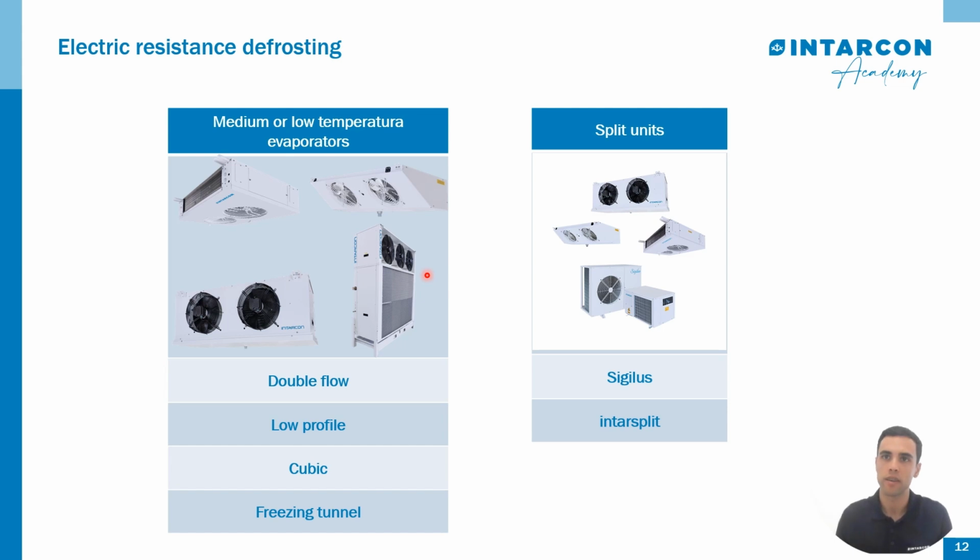The use of electrical resistor is widely spread, being a simple solution to implement and control. It is used, for example, in medium and low temperature evaporators such as double flow, low profile, cubic or freezing tunnel, or even in split units that use Intercom such as Sigillus and Intersplit.